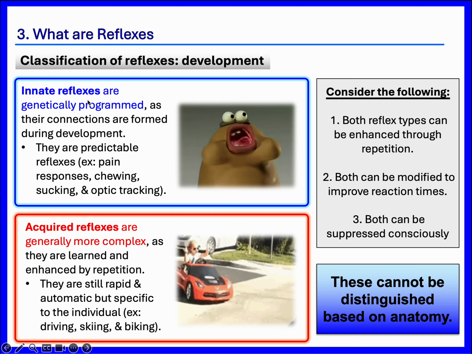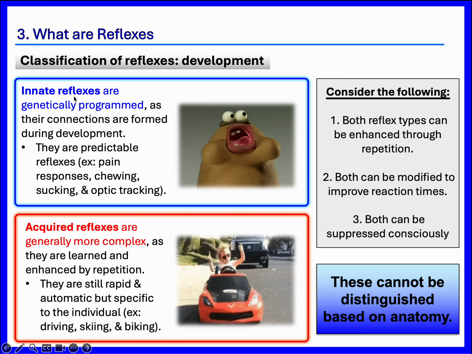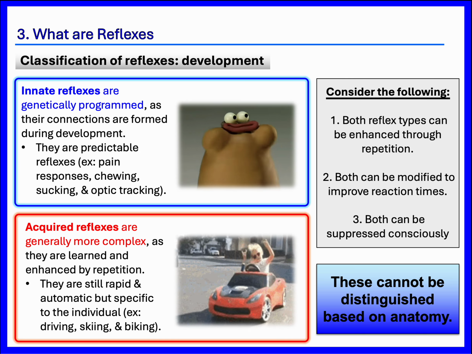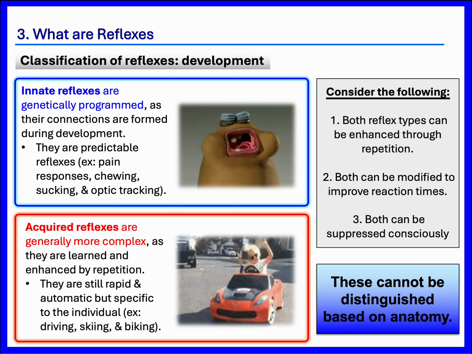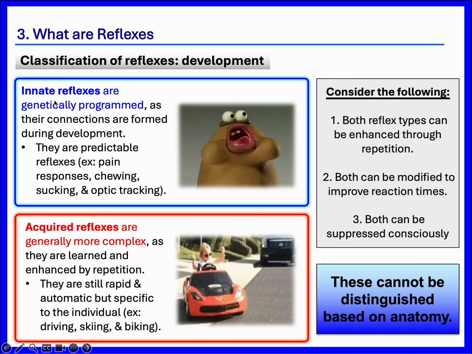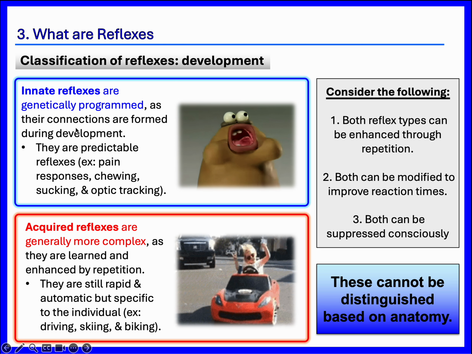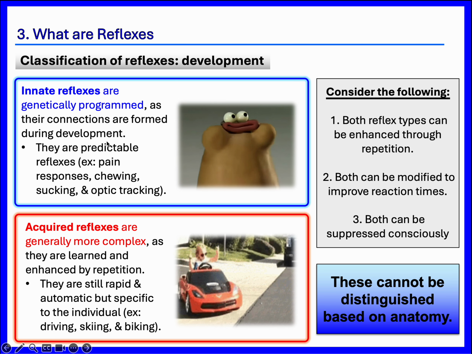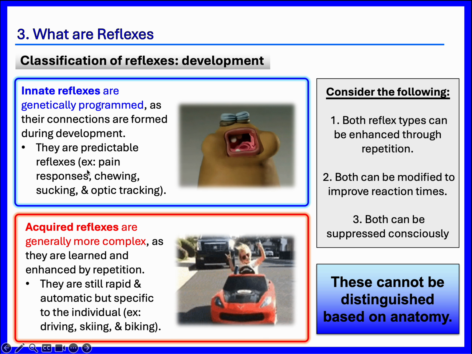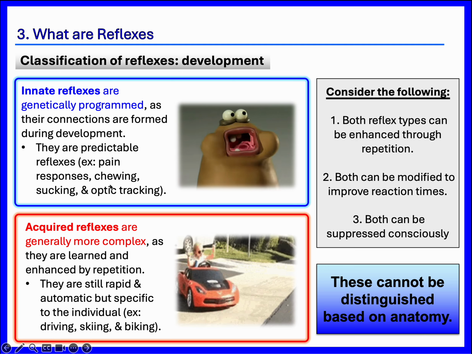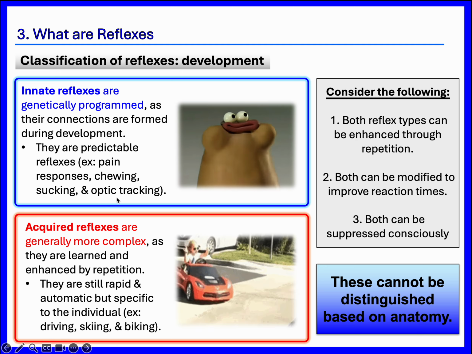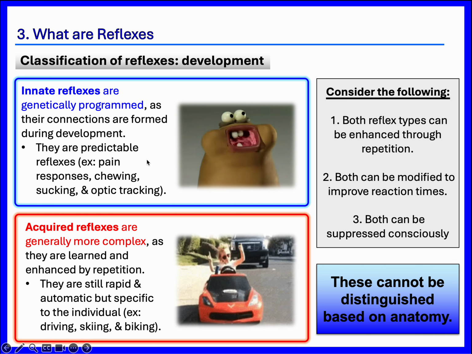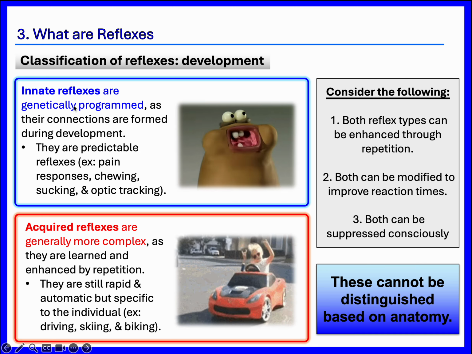Innate reflexes. Innate means that it came from when you were born. It's internal, inside you since you were born. These are genetically programmed as their connections are formed during development. They're predictable reflexes such as pain responses, chewing, sucking, optic tracking of an object. These are all there when you're born.